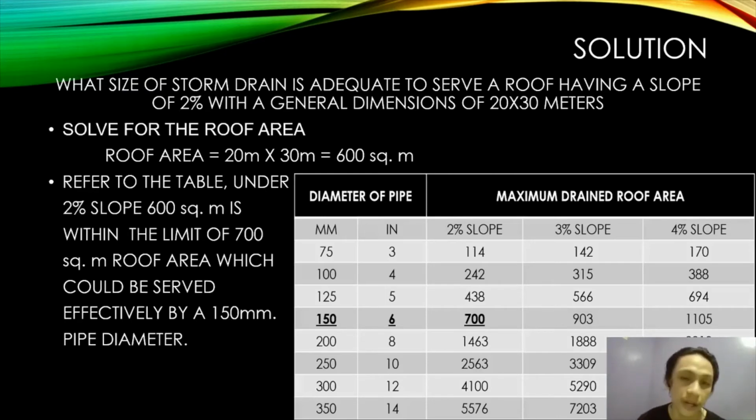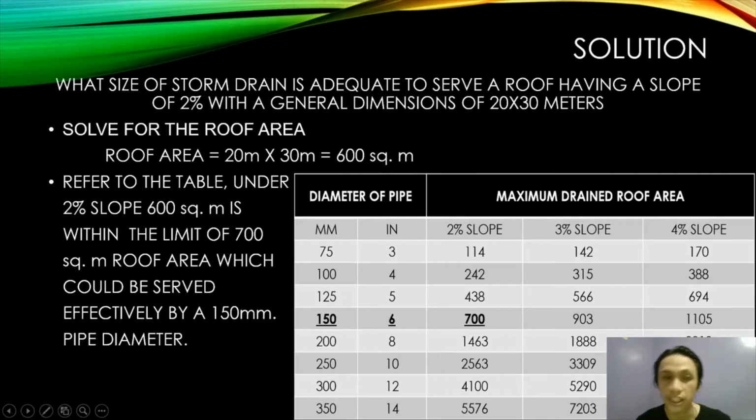So we refer right away to the table. Under the 2% slope, 600 square meters is within the limit of 700 square meters roof area, which could be served effectively by a 150 millimeter pipe diameter. So our answer here is the 150 millimeter diameter. If we use inches, then we have 6 inches in diameter.